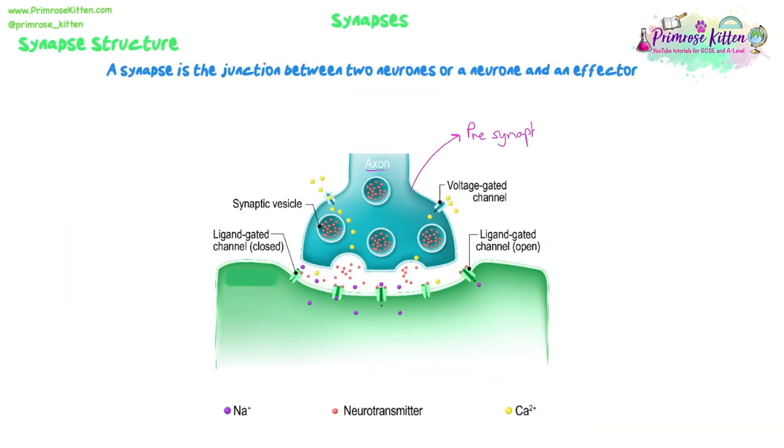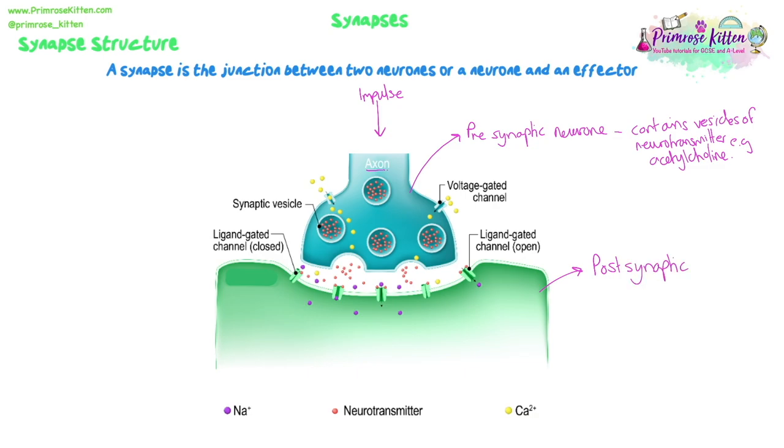So synapse is just the term we use for the junction between two neurons, or a neuron and an effector. We have our axon, and so that would be the presynaptic neuron. It contains the vesicles of neurotransmitter. So imagine our impulse is coming down the axon here, and it's reaching the presynaptic neuron. The synapse is the gap in the middle, and our postsynaptic neuron has the receptors for the neurotransmitter on it.